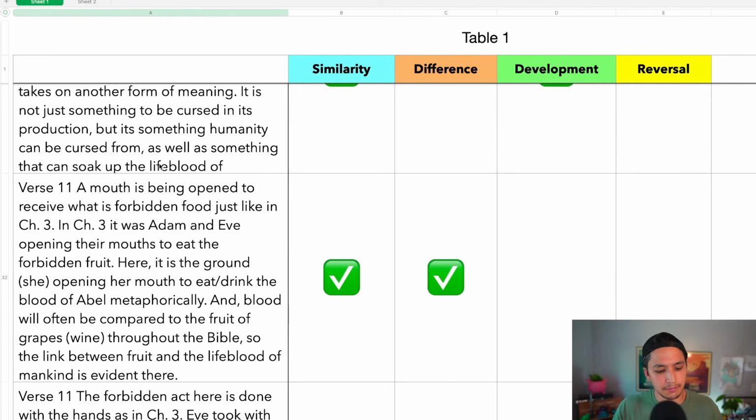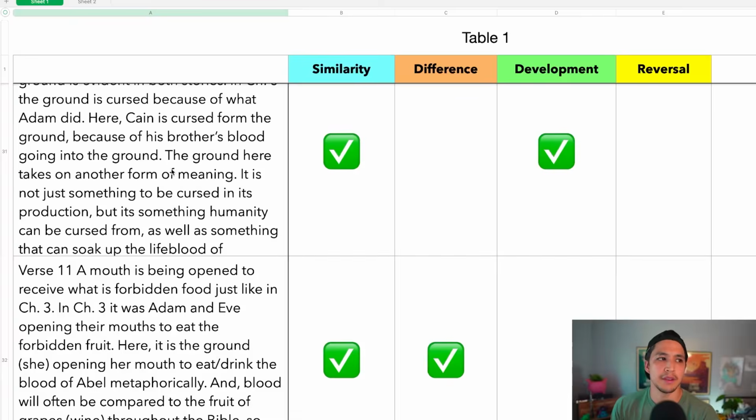I want to see how much time we have left so I don't go too over. Yeah, we're doing good. Let's keep going. We'll probably end at verse 11.